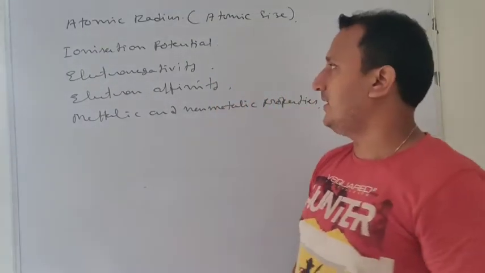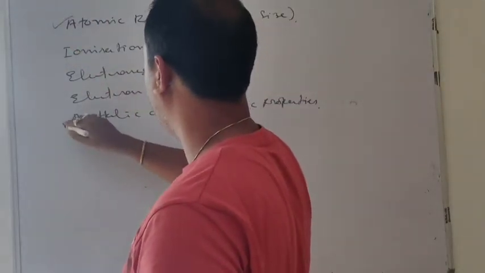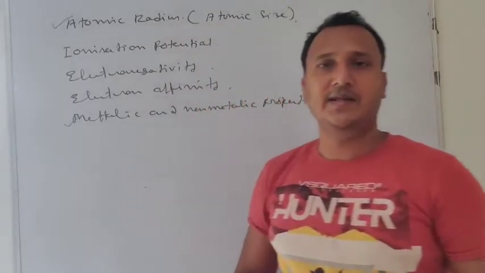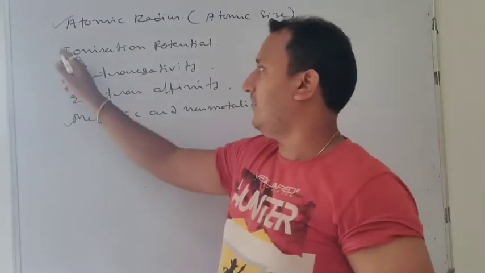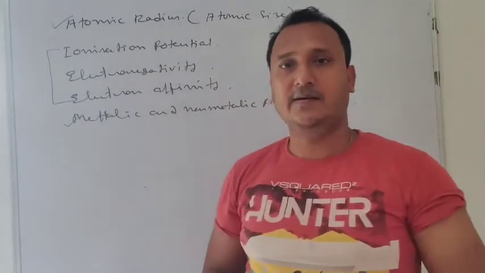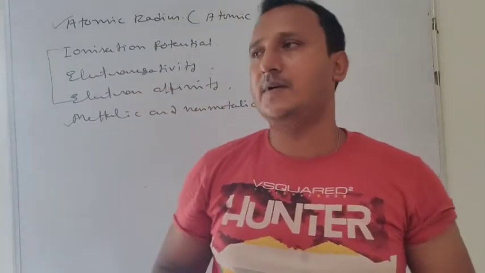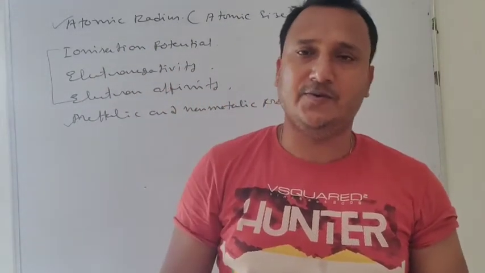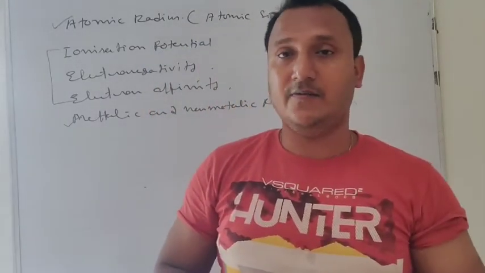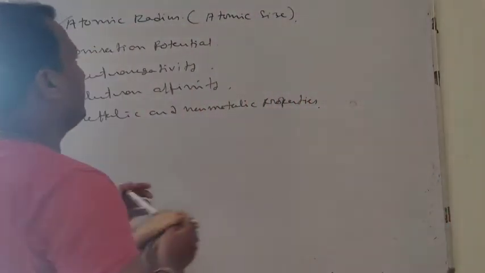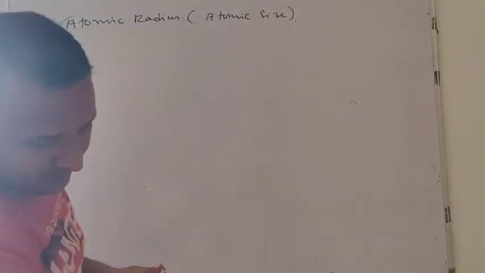Now, out of these things, in your syllabus, atomic size or atomic radius, then metallic and non-metallic properties are included along with valency. The other things are not given in your syllabus, but still, I will give you some idea about these topics also. What are these periodic properties? Now, let us start from atomic size or atomic radius. In your book, it is written as atomic size.